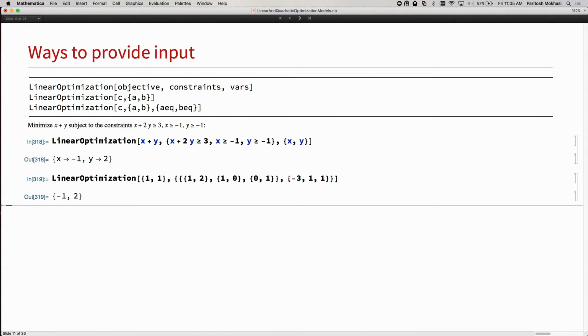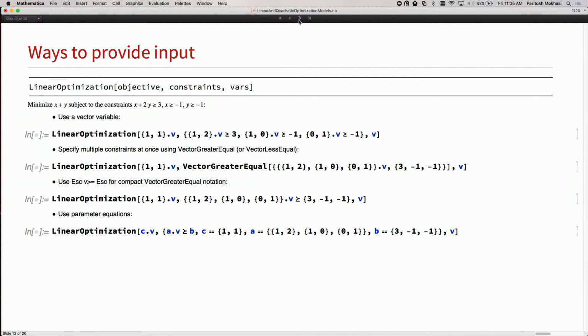Or you can convert this into vectors and matrices. The x plus y is {1, 1}, right? And then these constraints can be mapped into a matrix and a vector, and you can give that as an input. It's not the most intuitive one. You have to do a little bit of mental calculation, but it becomes really helpful, for example, if you import data from some external source wherein they might have it in this matrix-vector form. So we provide that capability for you. But the most important thing, especially from a modeling point of view, is that you can use these vector variables.